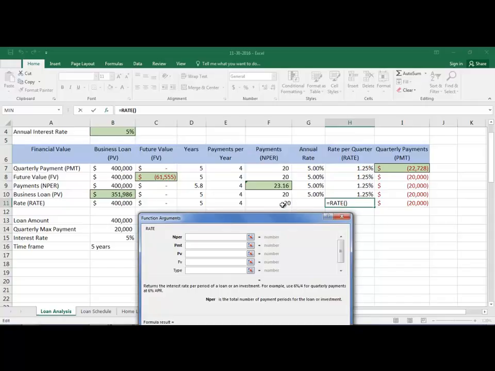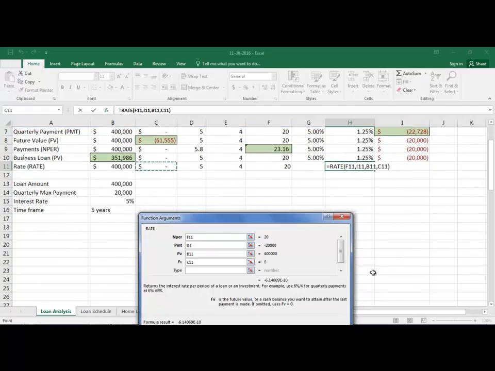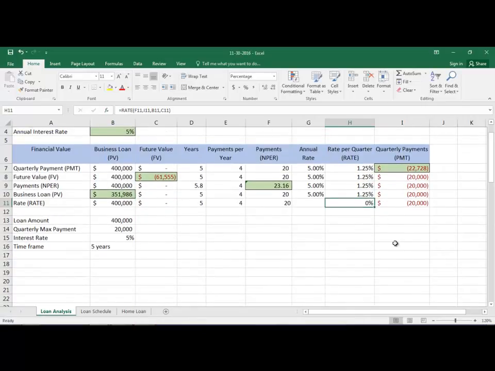We have the number of payments, which is right here, 20. We have the payment, 20,000. We have the present value, 400 for the loan amount, and the future value is going to be 0. We're going to pay this off in total. And so when you look at this, you go, well, wait a minute, that's a rate of 0. You go, wow, that seems a little bit different.